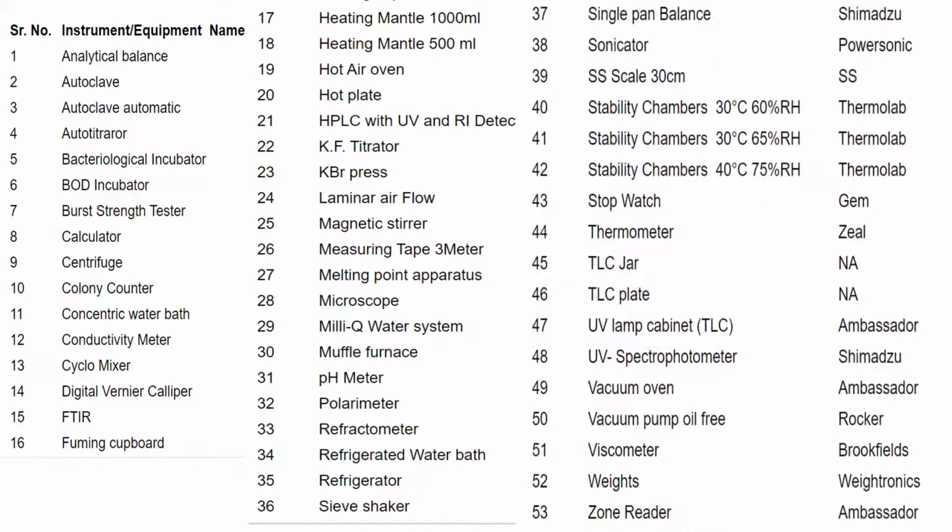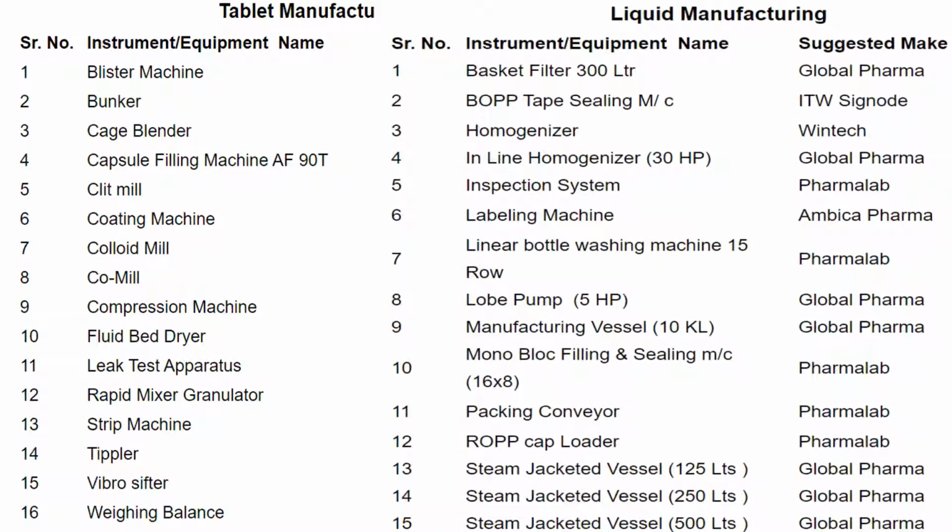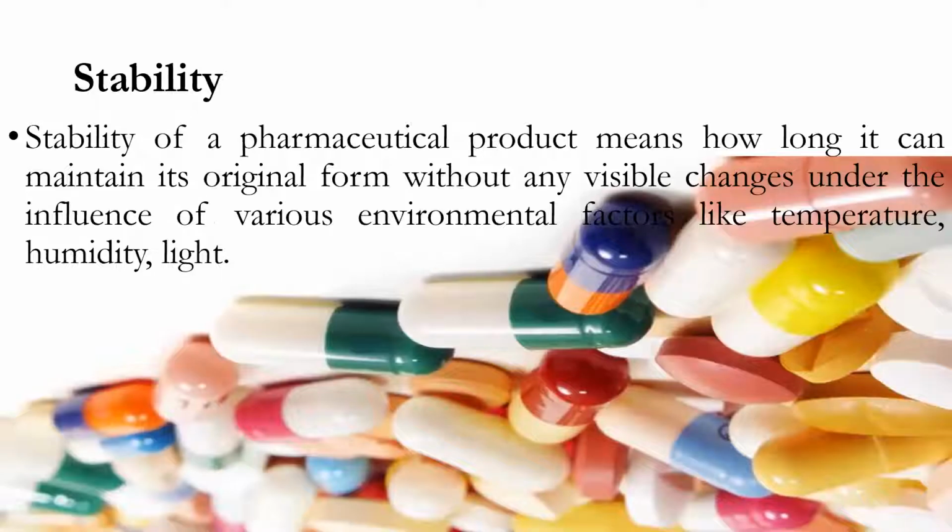manufacturing of medicines. Especially for tablet manufacturing, if you see here, there is a blister machine, bunker, case blender, cleaning mill, coating machine, colloid mill, compression machine, fluid bed dryer, leak test apparatus, many things are there. For liquid manufacturing, a syrup homogenizer is available, inspection system, labeling machine, pump, packing conveyor, rope cap loader, many things. Jacketed vessels are required as per capacity, 125, 250 liters or 500 liters, as per the requirement by the manufacturers. So what is the stability exactly?